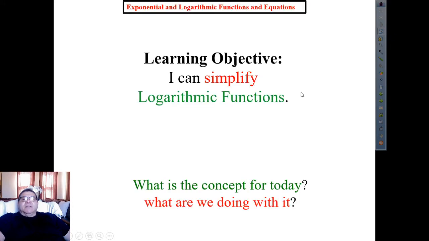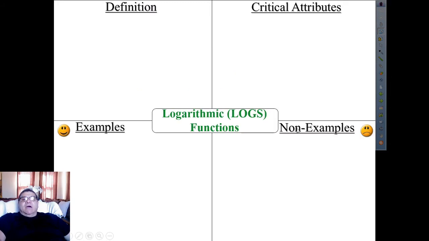Let's move on. So our objective for today: I can simplify logarithmic functions. And we're still on the same concept, if you notice, logarithmic functions. Once again, we're scaffolding this, so we can build up. We already have two properties that we covered the other day on Tuesday. But before that, we know what logarithmic functions are.